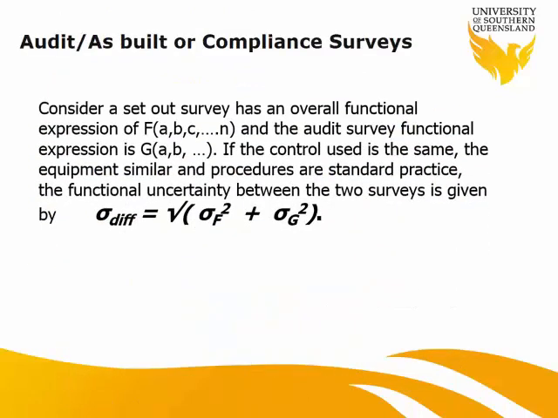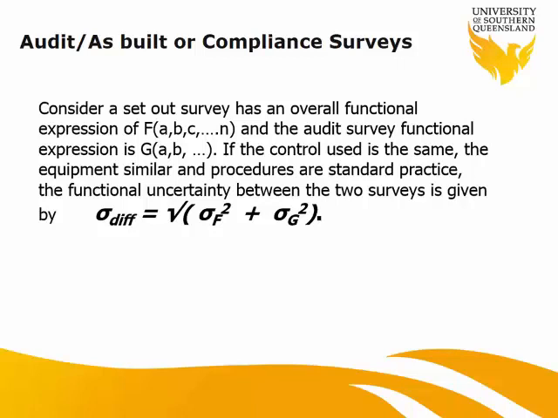So let's have a look at this scenario. Consider you have a set out survey which has a few elements of uncertainty, and overall the function can be expressed as a function of A, B, C to N. And then we assume that our audit survey also can be expressed as another function called G, which has the same terms. So we follow the same procedure, similar equipment, similar practice. So we would expect the difference shows us how good our survey is. But is this the case? No. The problem is how you're going to assess your sigma of difference. What sorts of tests can be used?